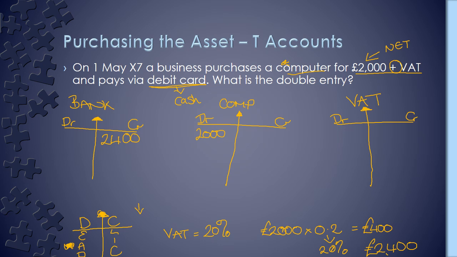And then we can see that we've done 2,000 in our computer account. So we also need to debit our VAT account with the VAT amount. That VAT amount is what we're going to reclaim from HMRC. So again, it's an asset to us, so we are going to debit it into the VAT account. So debit the computer account, debit the VAT account, and then credit the bank account with the full gross amount.